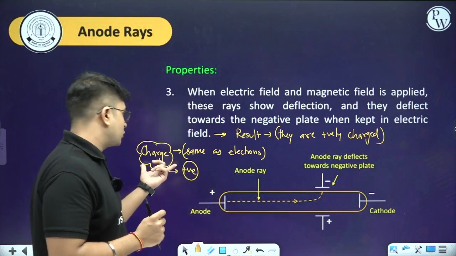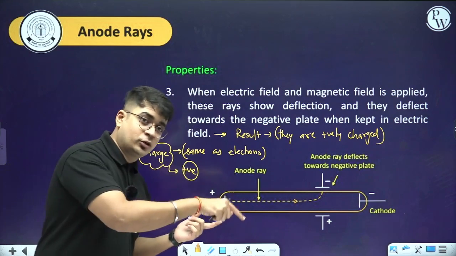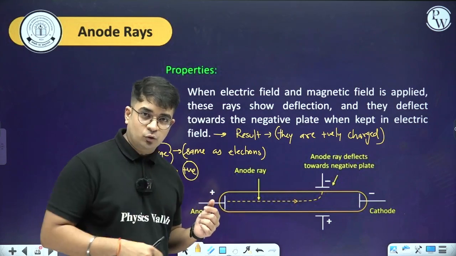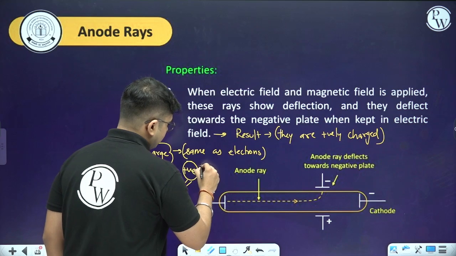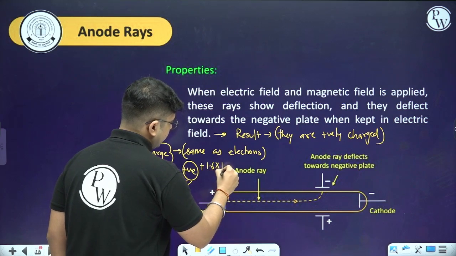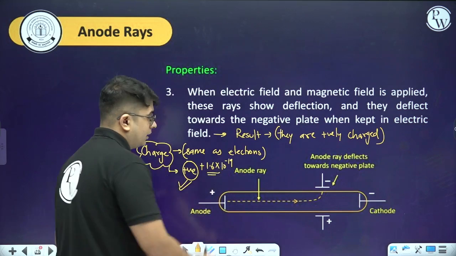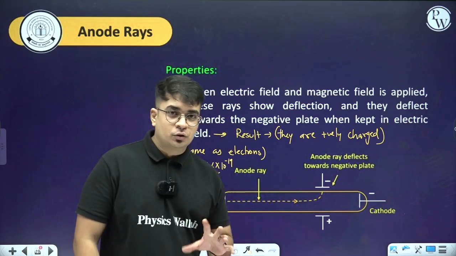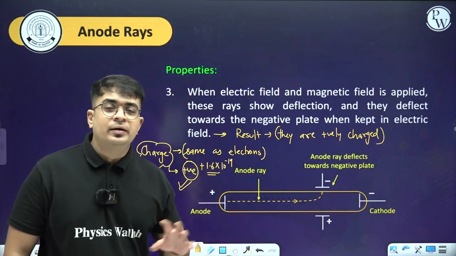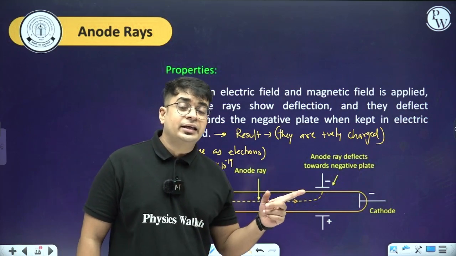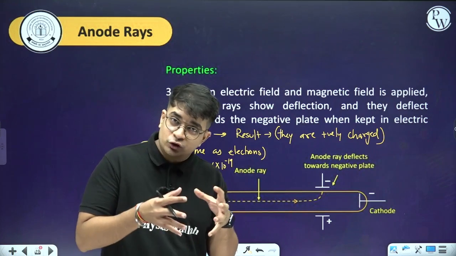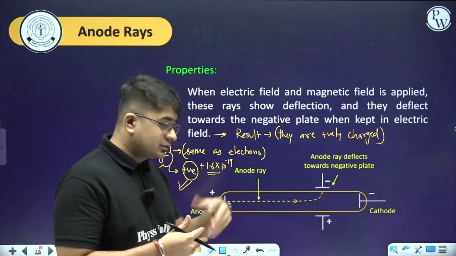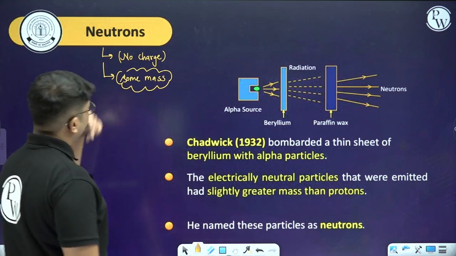So they thought the charge is going to remain the same, but it is opposite to the previous part, opposite to the cathode rays. So we can say this charge is going to be positive. So it is positive 1.6 multiplied by 10 raised to the power minus 19. But this e by m ratio was not fixed. So they were unable to calculate the mass of that particular subatomic particle, because it consists of protons as well as neutrons. That's why they worked on the discovery of neutrons.